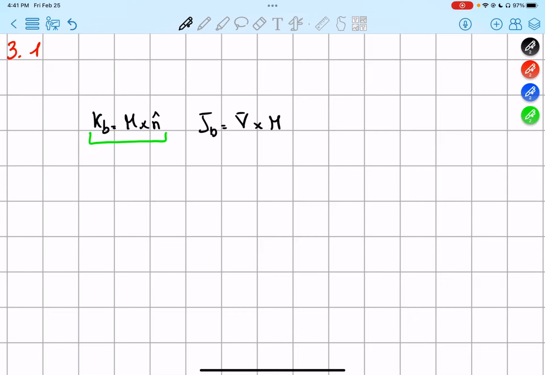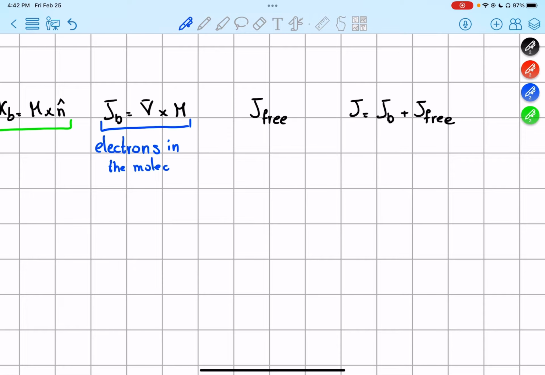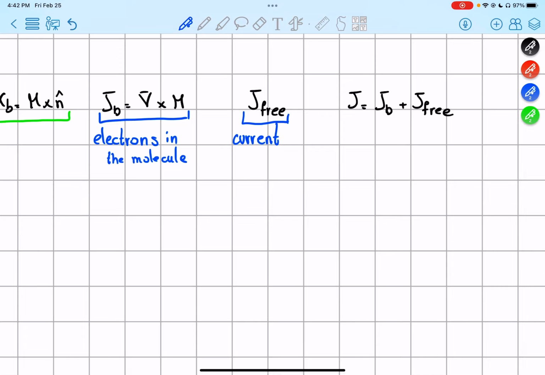Before, we saw that there is also another J, which is J free, or the J given by the current. Now we're going to have to put it together. So J total is going to be equal to JB plus J free. Now, how do these two differ? Well, JB is caused by the electrons rotating around the atom, so in the molecule. J free is given by a current flowing through a wire. So if we put this together, we'll find what they both will give us.